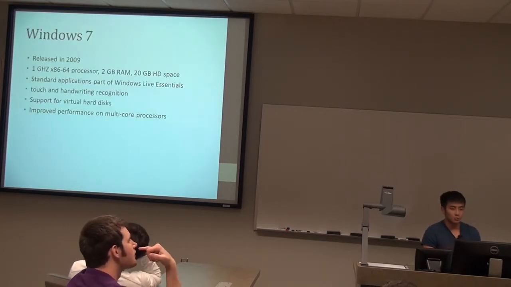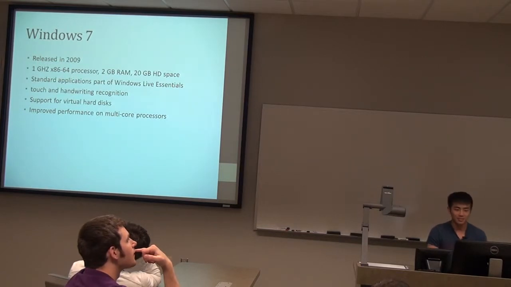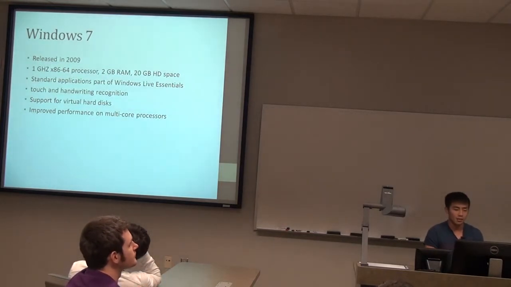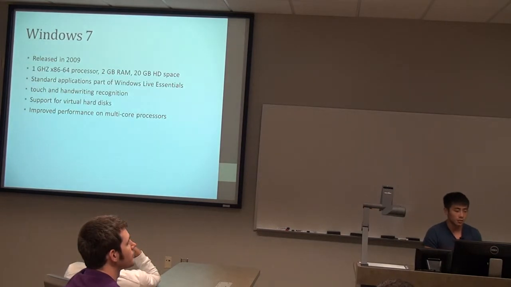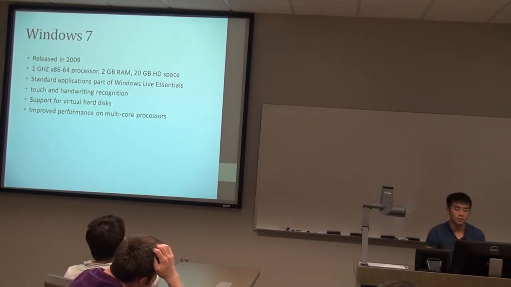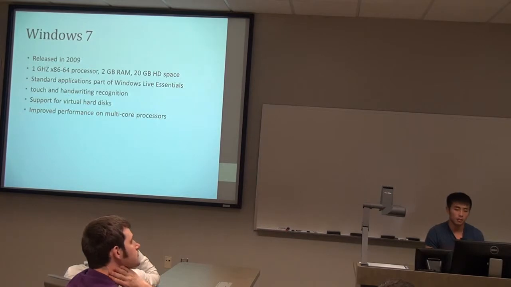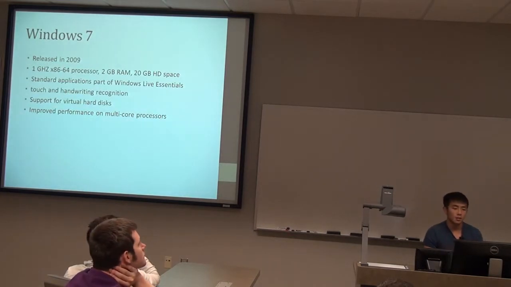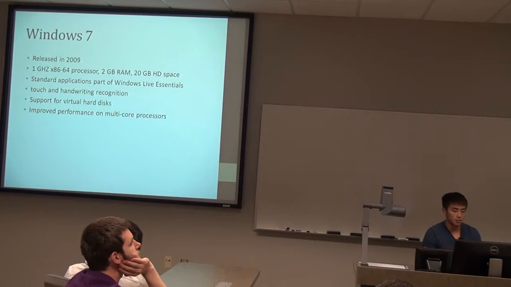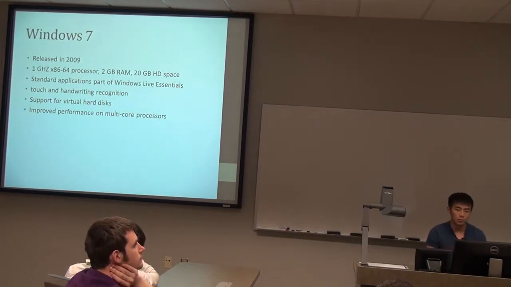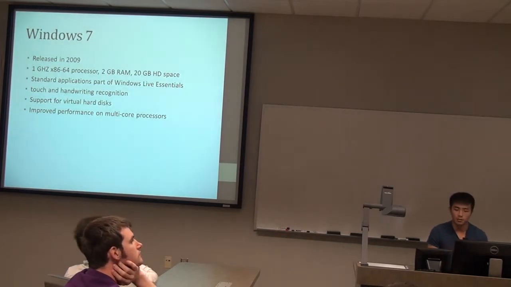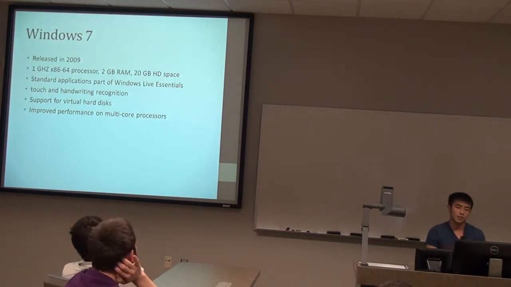Now moving on to Windows 7. It was released in 2009. The CPU requirement was a 1 gigahertz x86 64 processor with a minimum of 2 gigabytes of RAM and 20 gigabytes of hard disk space. In Windows 7, the standard applications like Windows Photo Gallery and Movie Maker were moved and became part of Windows Live Essentials, which could be downloaded as a separate package.